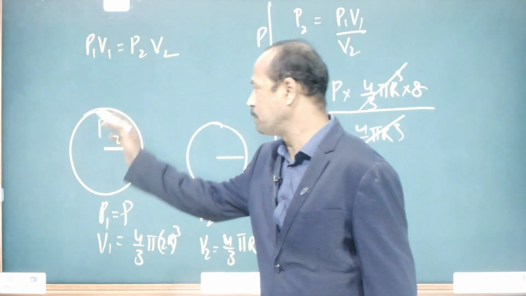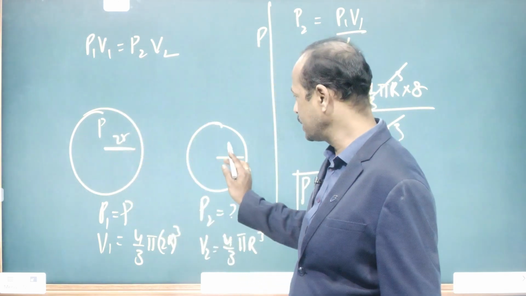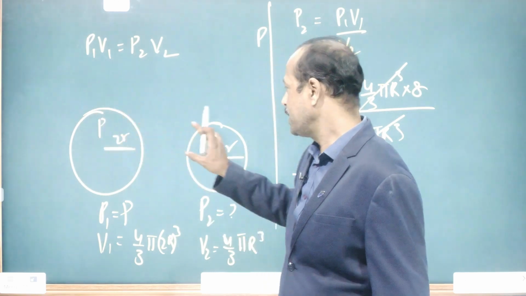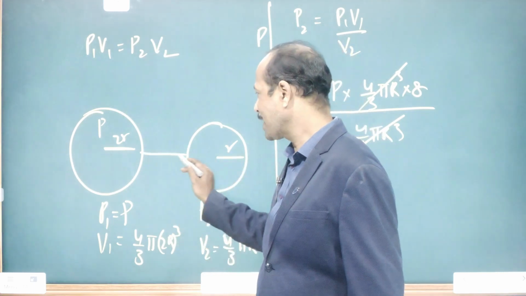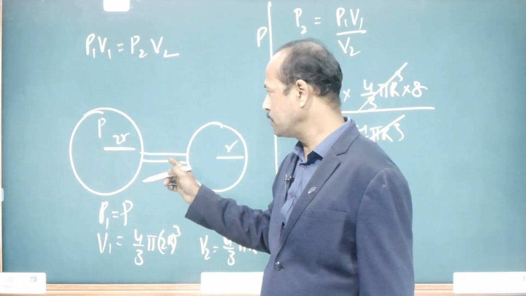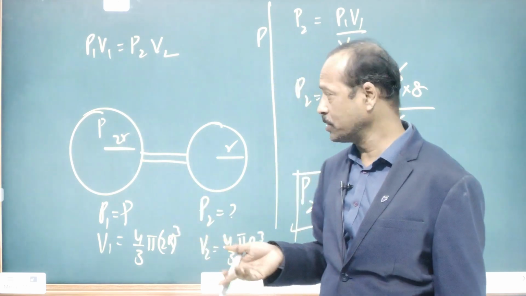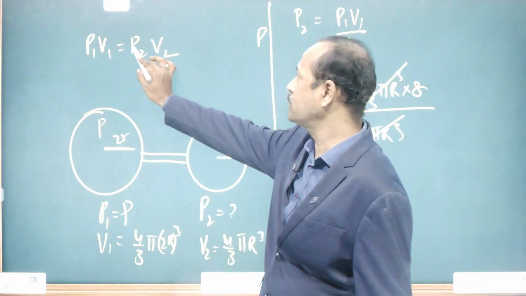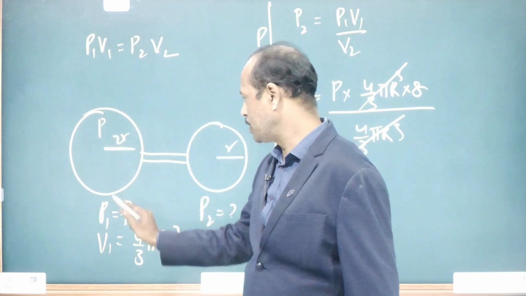See here, two spheres are there. One sphere's radius is 2r, the other sphere's radius is only r. Here the pressure of the gas is P, and the other pressure we don't know. Now if we connect both with a tube, then what happens? The gas will move here and there, so now the pressure will change. Now they are asking what the pressure is. So we have the formula P1 V1 is equal to P2 V2 according to Boyle's law, right? P1 means pressure P.